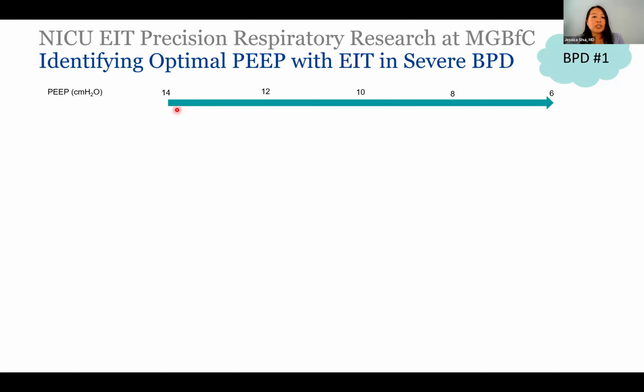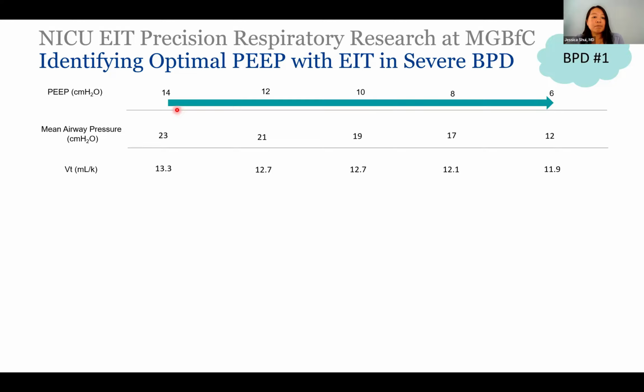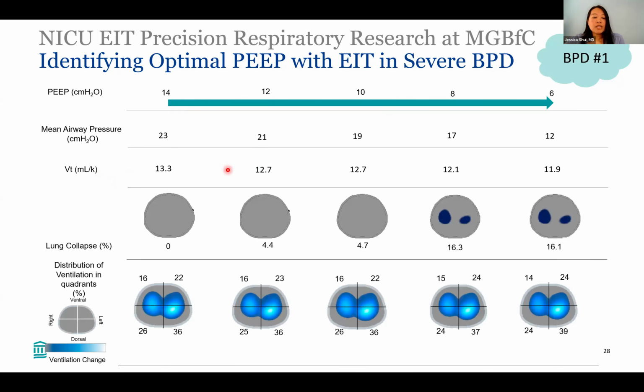And so we gradually walked it down to a PEEP of 6. Here you can see the mean airway pressure and tidal volume, in mLs per kilo, that correlated with these different PEEP levels. And then on EIT, we also saw at what point the baby started to show evidence of lung collapse, and that's represented here in this dark blue. We start to see it in this patient at a PEEP of 8. And then here we also looked at the distribution of ventilation.